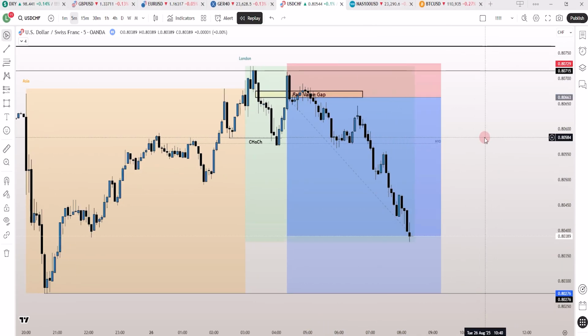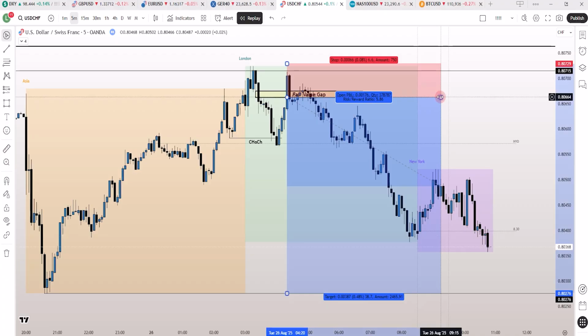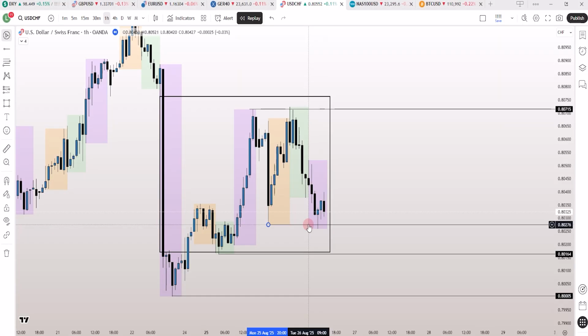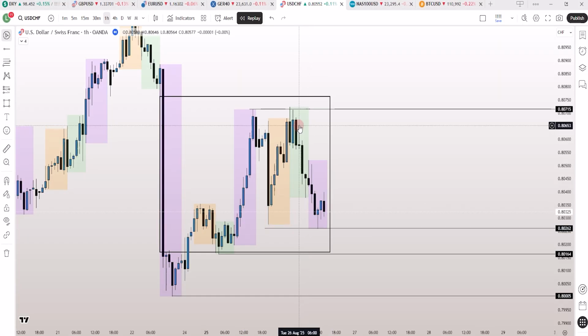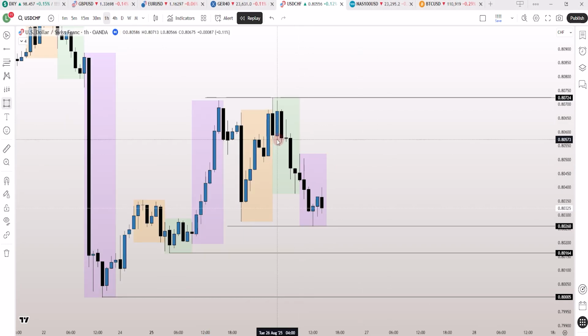New York picks up the downward delivery and brings the price to the target. The take is closed. After the exit, I add the current liquidity pools to the chart, which I will work with the next day if there is a confirmation. Let's move on to the next day.